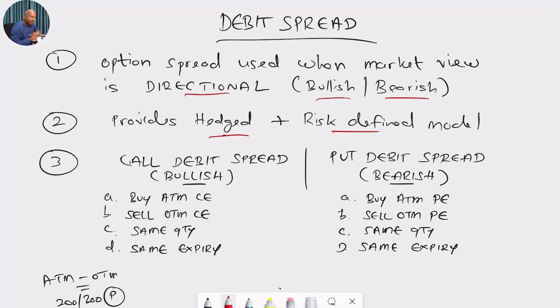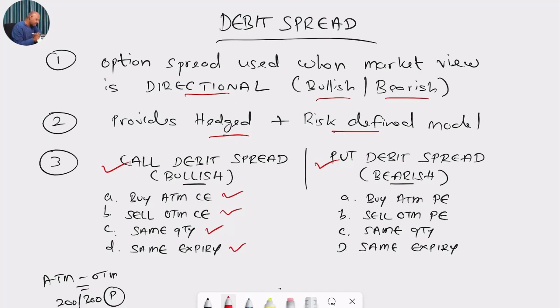So we have two different types of debit spread: one is a call debit spread and the other is a put debit spread. The rules for a call debit spread are: you buy an at the money call option, then you sell an out of the money call option. Both the buy and sell will have the same quantity and the same expiry.